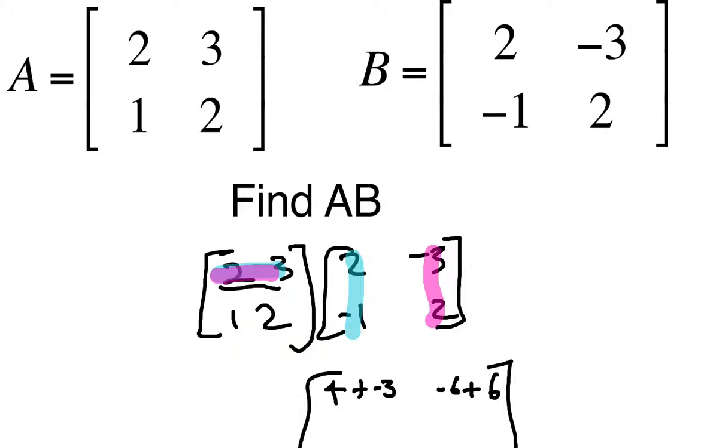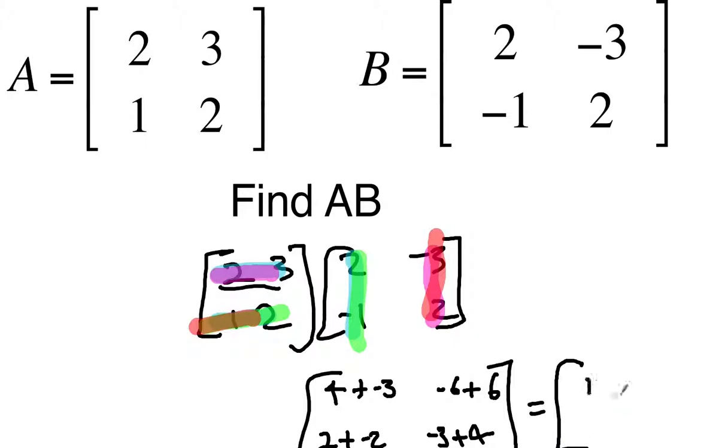Here, I'm now going to multiply row 2 times column 1 to get row 2 column 1. 1 times 2 is 2. 2 times negative 1 is negative 2. And lastly, I'm going to multiply row 2 times column 2. And I'm going to get 1 times negative 3, which is negative 3, plus 2 times 2, which is 4.